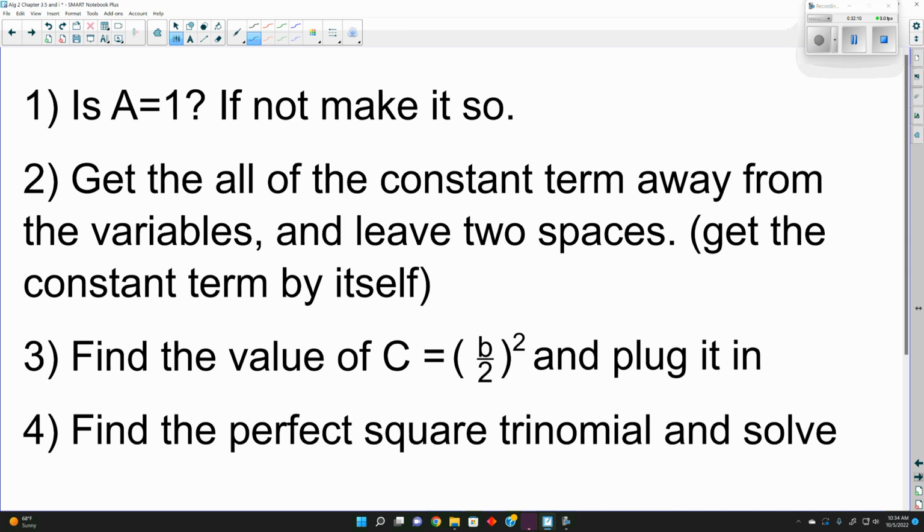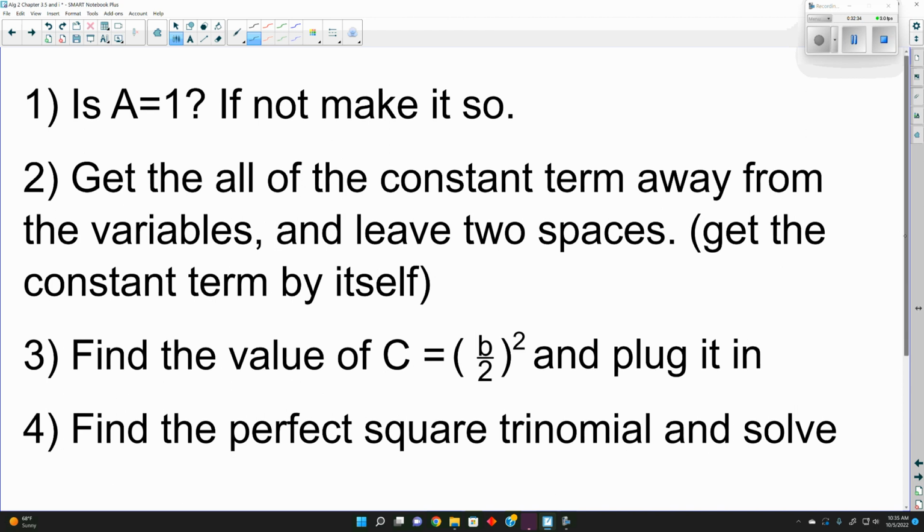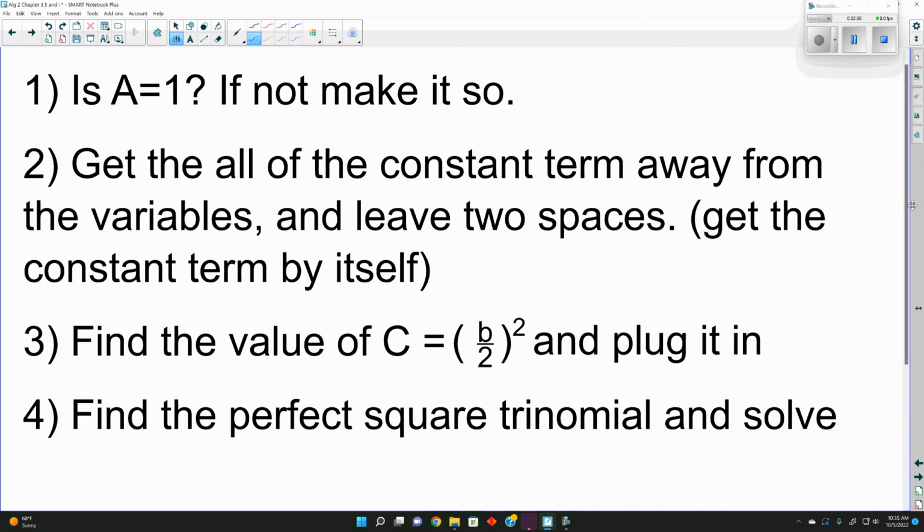Once we have that, get all the constant terms away from the variables and leave 2 spaces. We want to get the constant terms on one side. So when I said at the beginning, normally we try to get it equal to 0, but there's some cases we don't. That's completing the square. So we want to get x squared and x by itself. Then we want to find the value of c and plug it in. Find the perfect square trinomial and solve, or essentially step 4, write it as a set of parentheses squared, and then use the square root method to finish up.